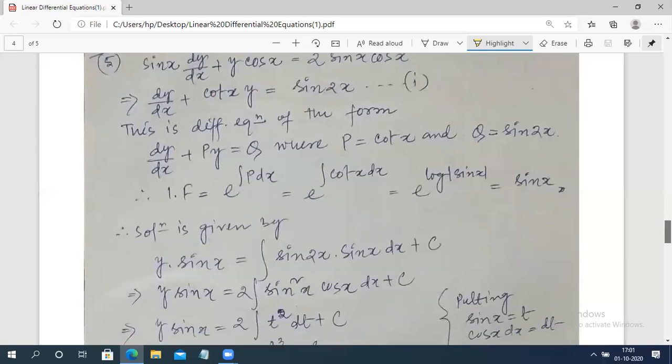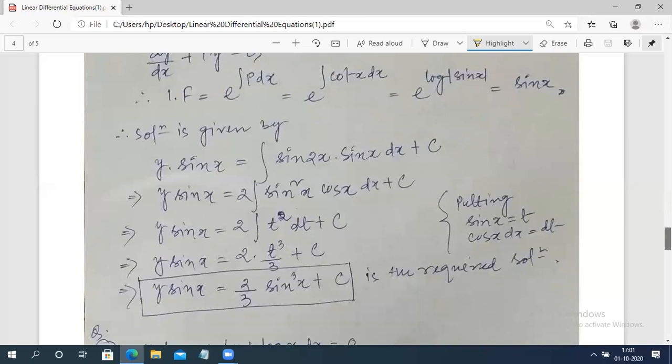Now the next step is your solution. Solution is given by y into the integrating factor, that is sin x, is equal to ∫q into integrating factor, that is sin 2x sin x dx plus c. If you open this sin 2x, you write it as 2 sin x cos x. It will be 2 sin x, and sin x will be sin²x cos x dx plus c. So y sin x will be 2.